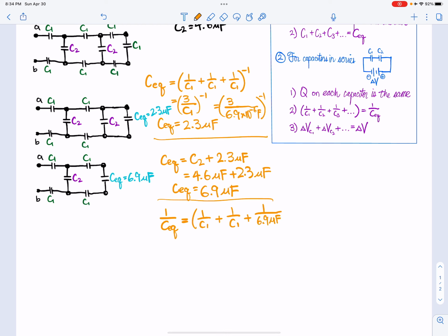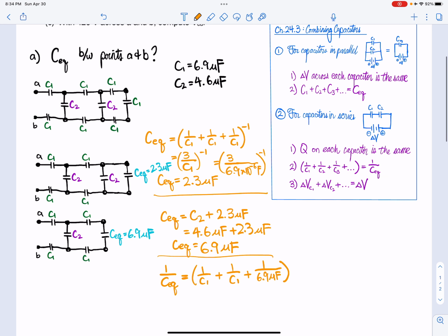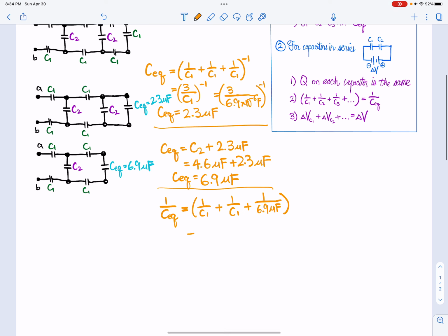Funny enough, that's also equal to C1, right? Because C1 is 6.9 microfarads. So really, we're going to have 3 over C1, which is also equal to 3 over 6.9 microfarads.